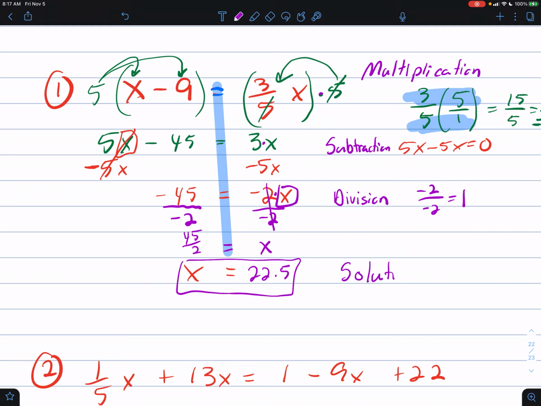Okay, on number 2, I have a similar situation. I see that I have a fraction. Maybe I'm not a big fan of that. So I'm going to do the same thing. Multiply everything in the problem by 5.